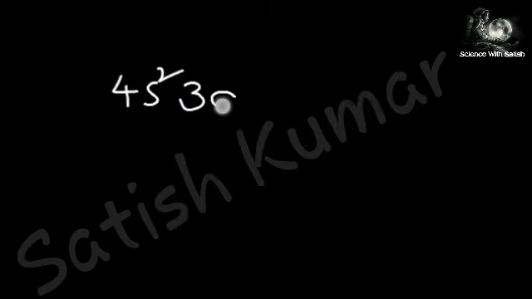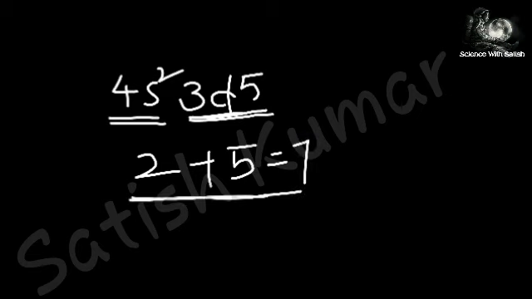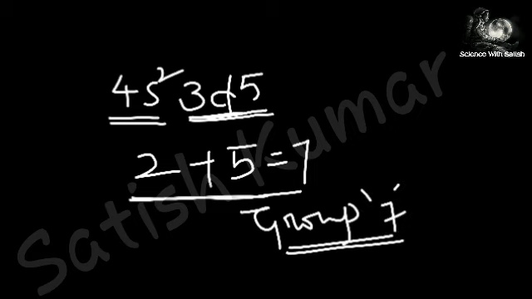4s2 3d5 is there. So, electrons in ns is 2 and electrons in (n minus 1) d, that is 3d, is 5. So, the total is 7. Therefore, the group number is 7. So, in this way you have to find out the group number and period number.